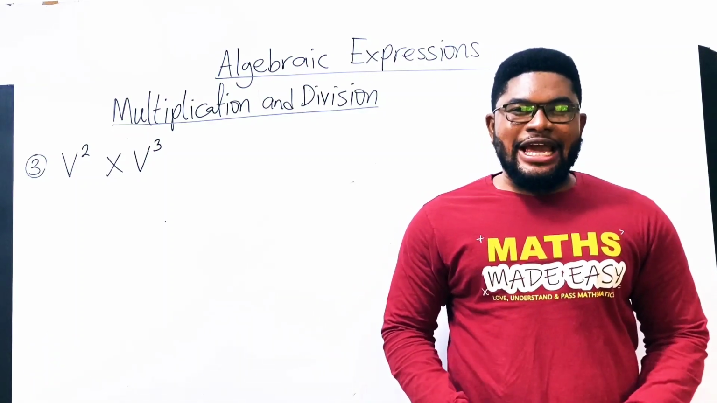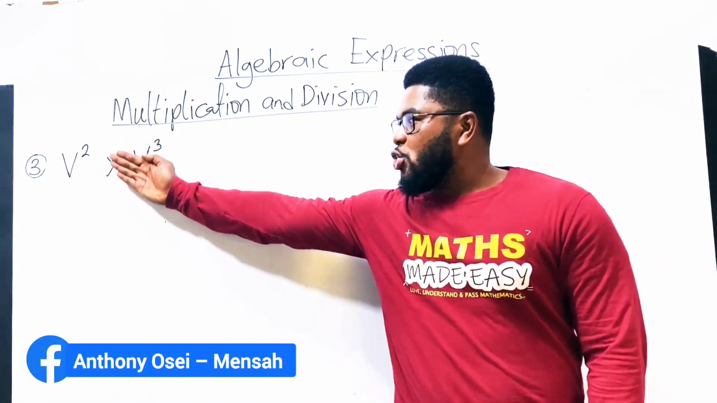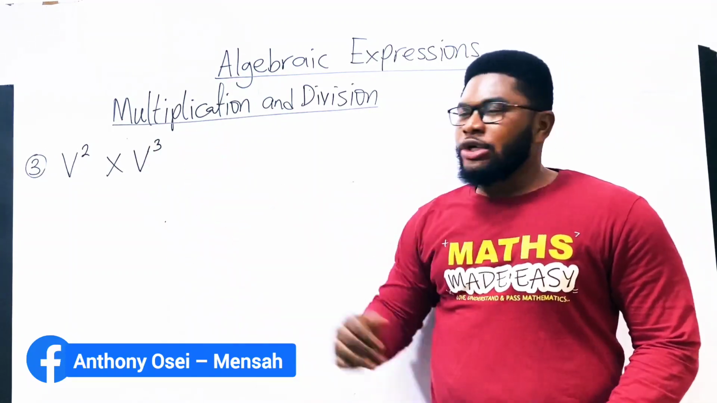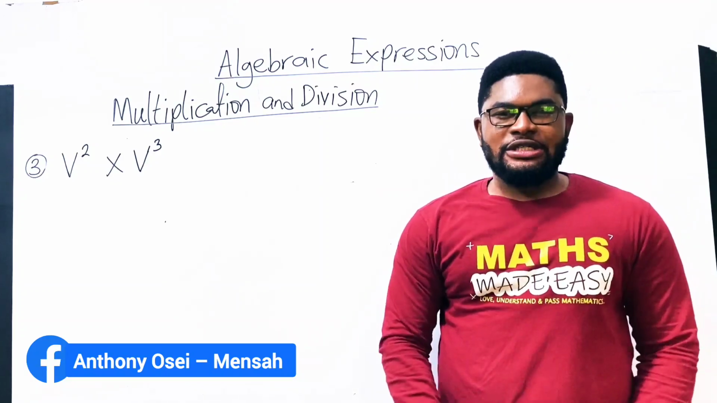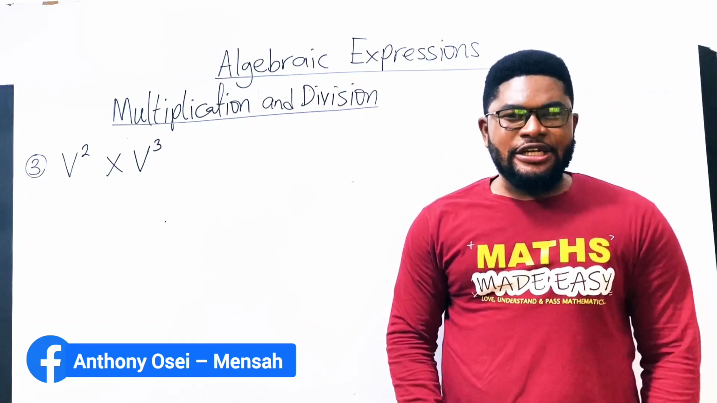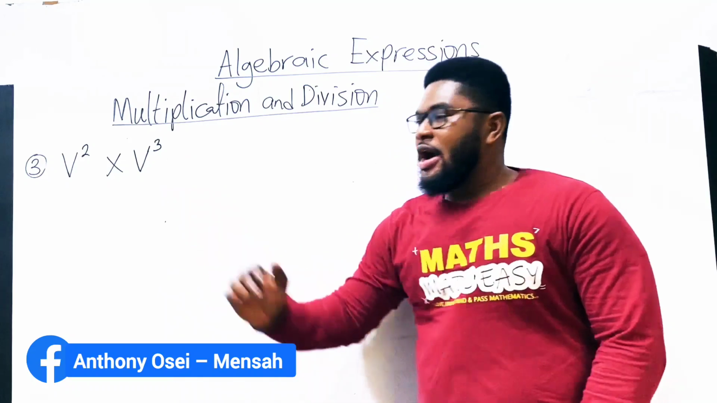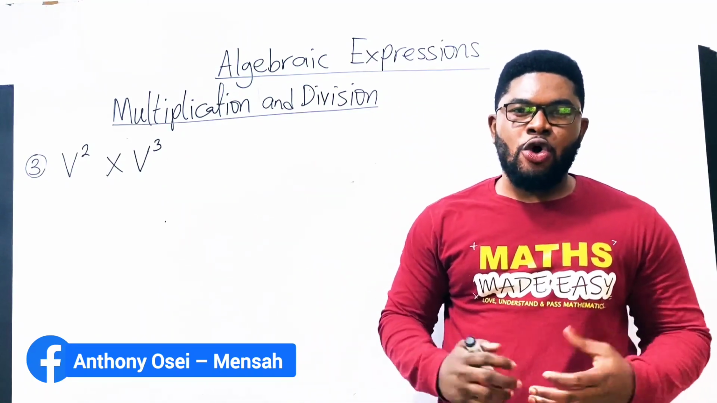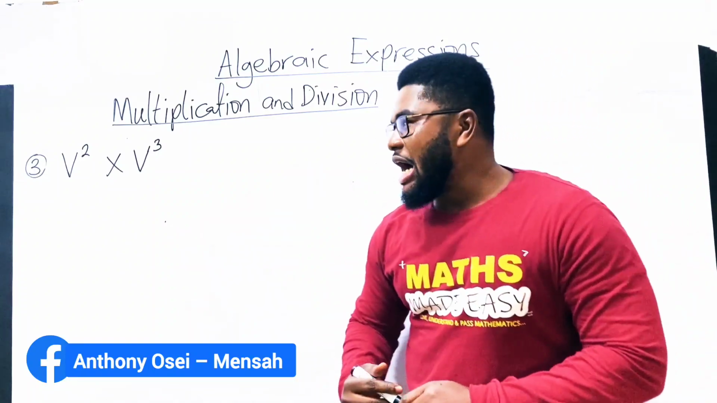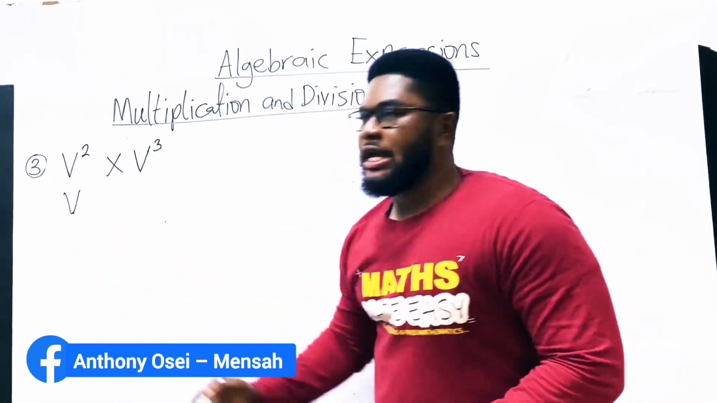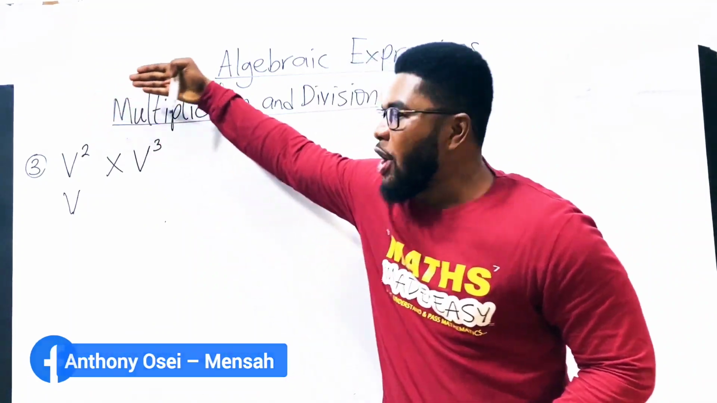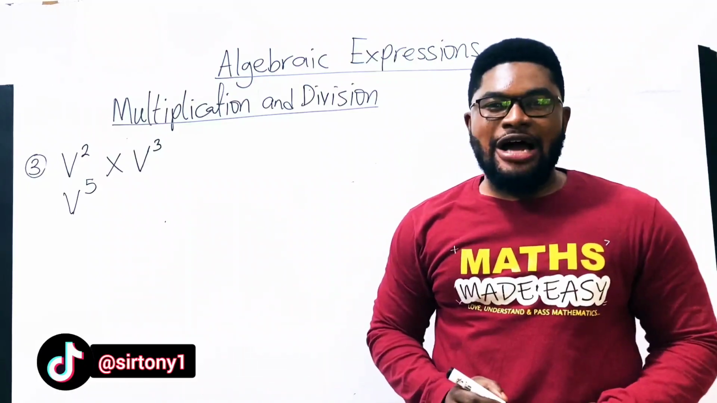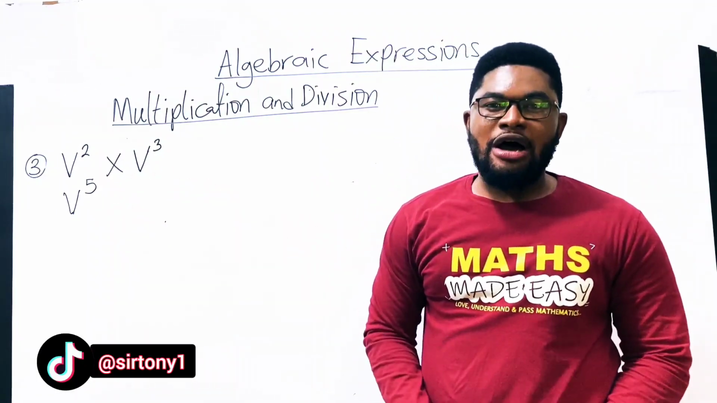Let's take the third example. V squared times V cubed. They are both variables, but different powers. Under multiplication, when the same variables multiply, we add their powers according to the first law of indices. So this will become V. The power 2 will add to the power 3, making it power 5. So the final answer will be V raised to the power 5.